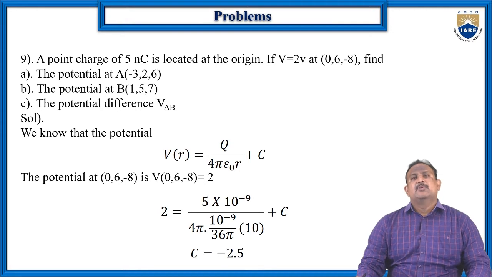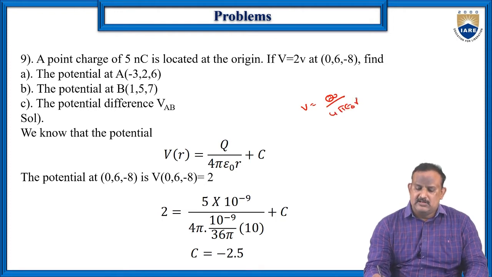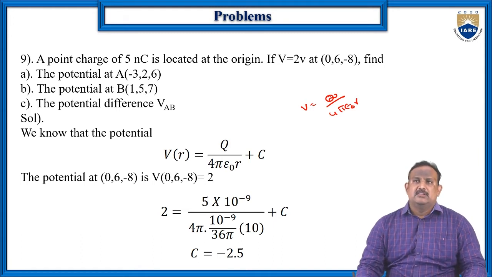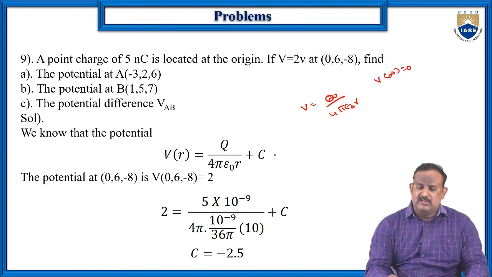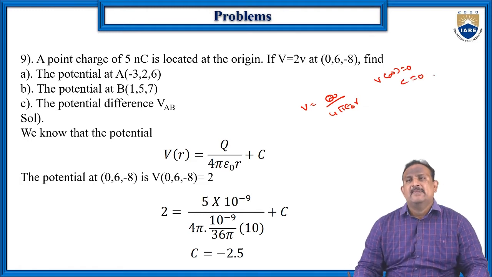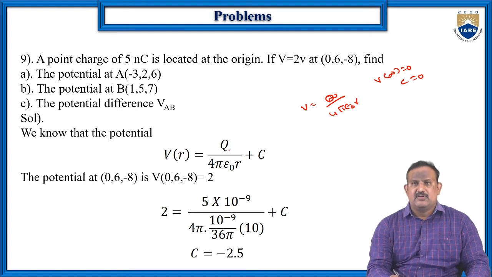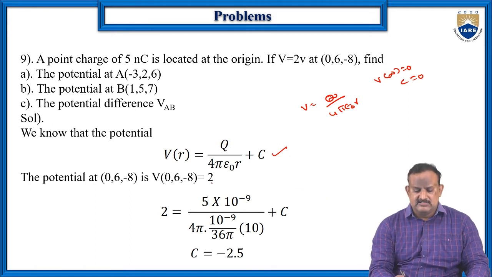So here we know the potential formula. We have the general potential formula: V is equal to Q by 4 pi epsilon naught R plus C, where C is some constant. If it is mentioned in the problem that the potential at infinity is 0, then we can assume the constant C is equal to 0. Otherwise we need to find the C value. So here the formula for potential is V of R equal to Q by 4 pi epsilon naught R plus C. The potential at (0, 6, -8) is given as 2.